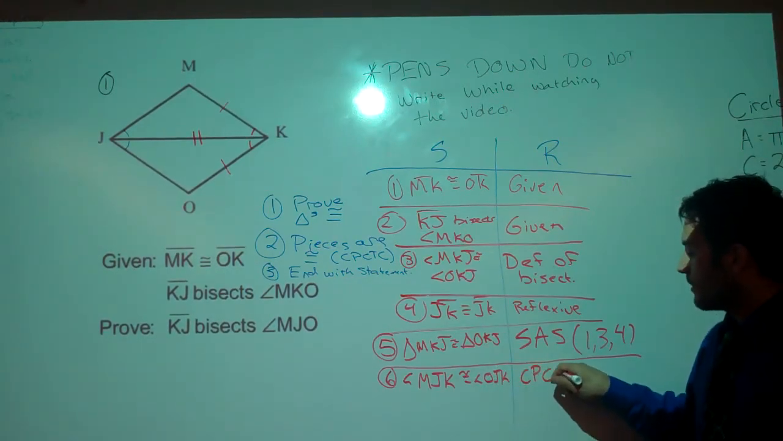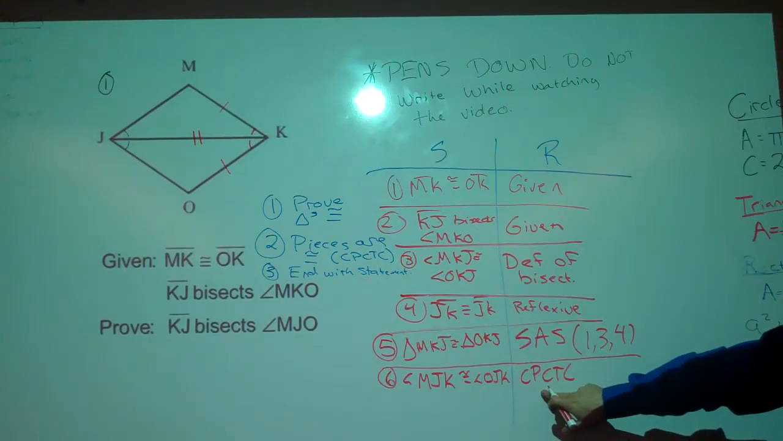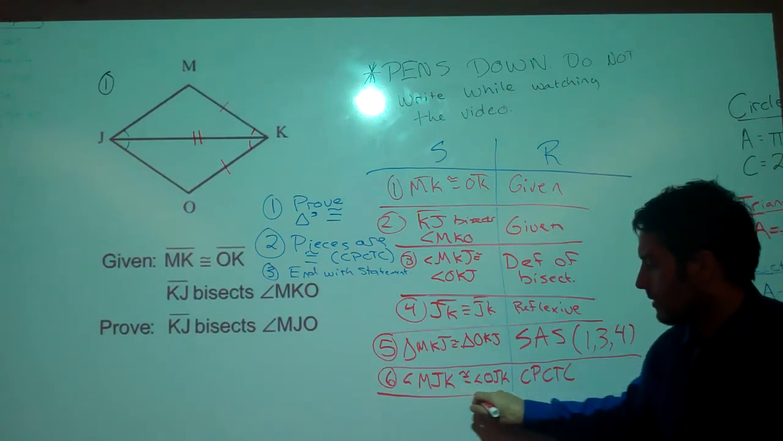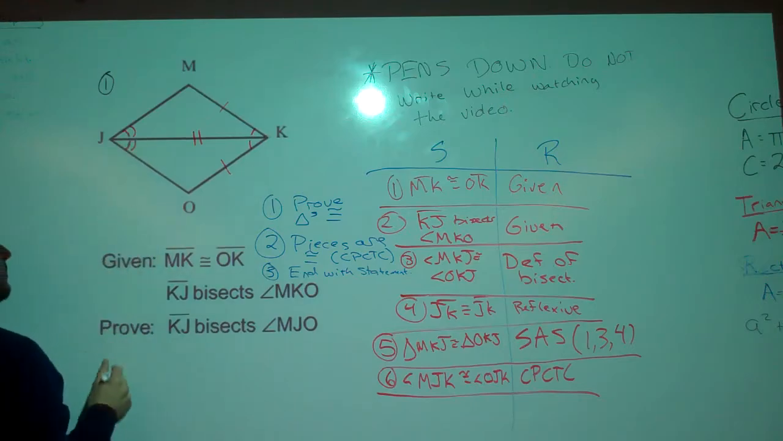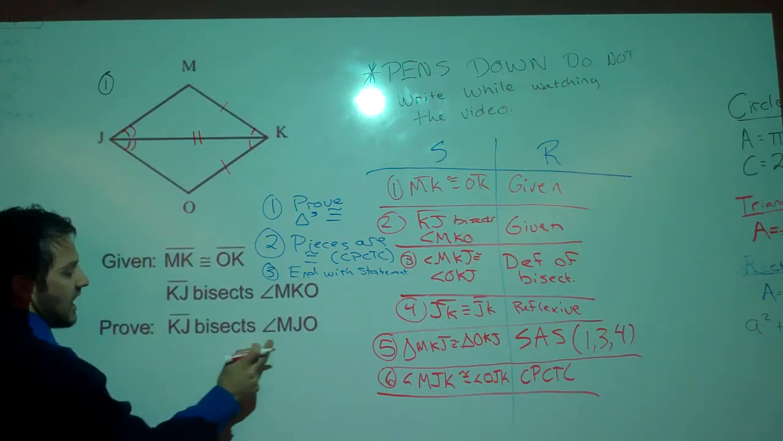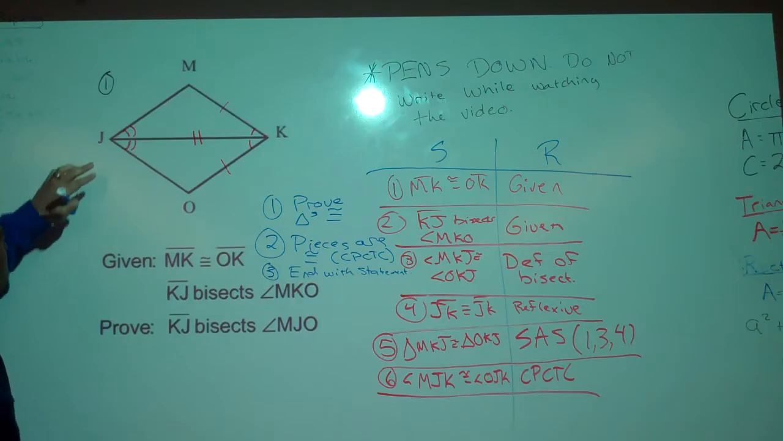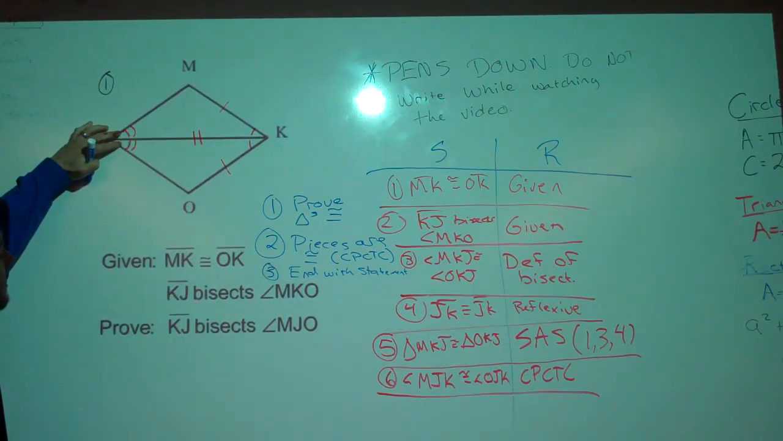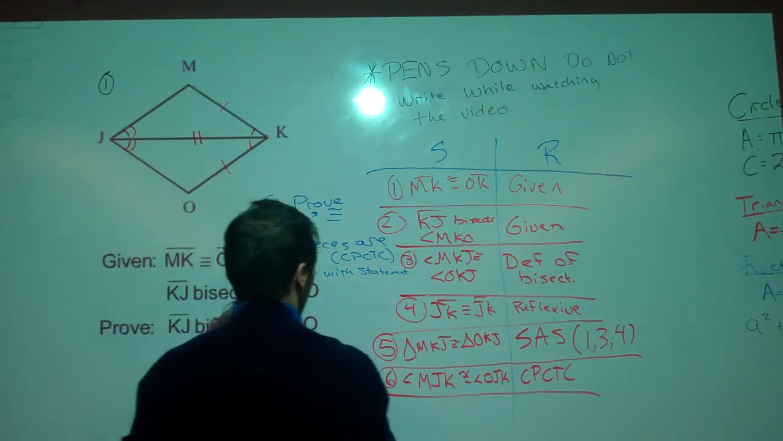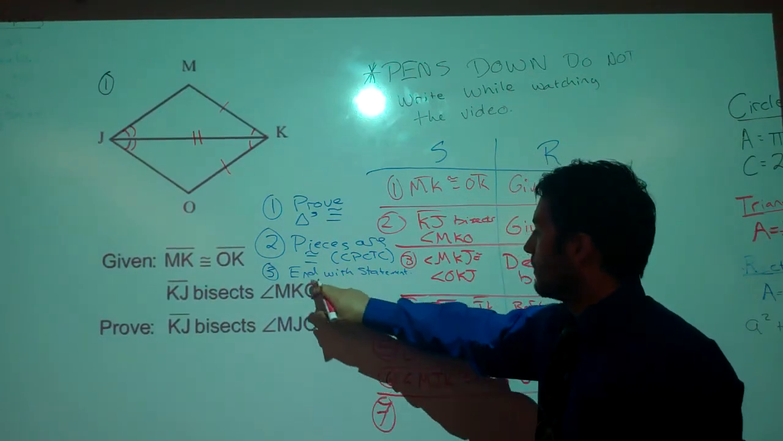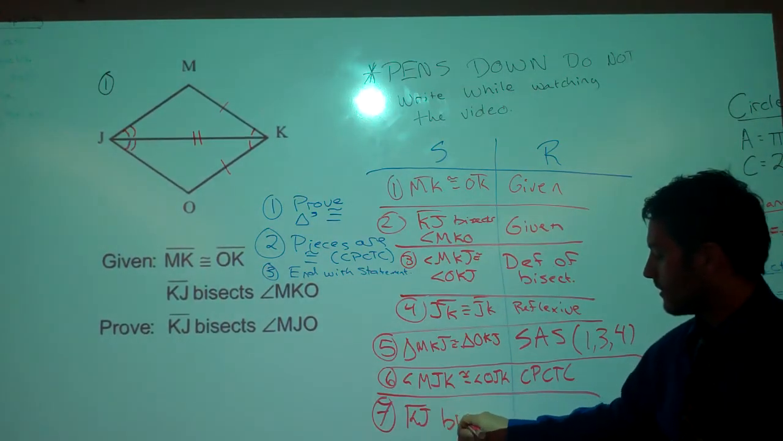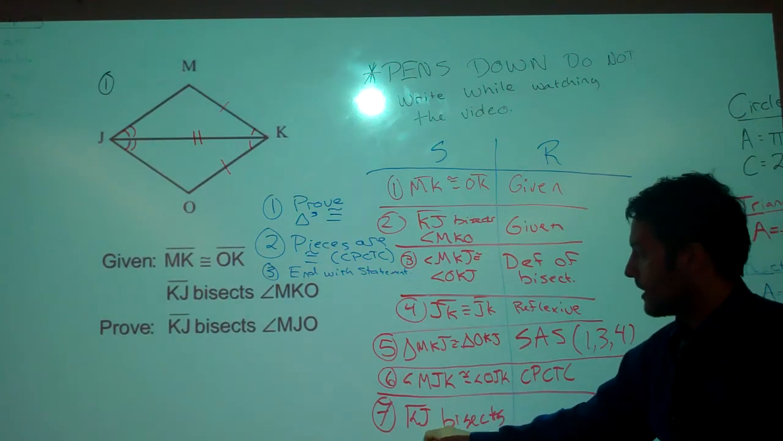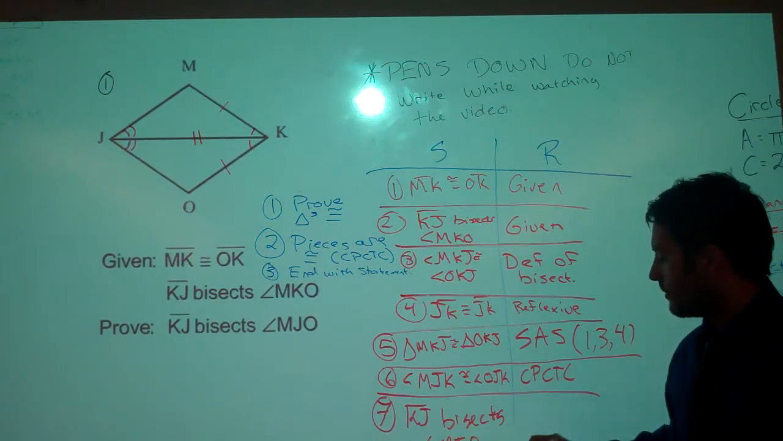Because if the triangles are the same, then the pieces are the same. I've already proven the triangles are the same, so I can say the pieces are the same. Now that I've proven these two pieces are the same, it follows that this got bisected, because to bisect means to cut into two equal pieces, so because I have two equal pieces, I can say this is true. The final step of my proof is to end with my statement that KJ cut angle MJO in half. This is true by definition.